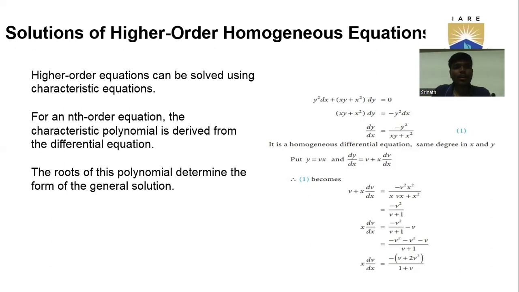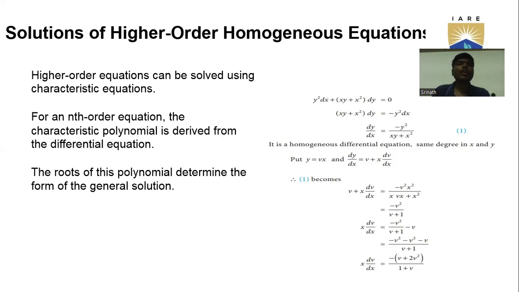For an nth order equation, the characteristic polynomial is derived from the differential equation. The roots of this polynomial determine the form of the general solution. Higher order means using the characteristic equation to find the solution. Okay, this is the higher order.